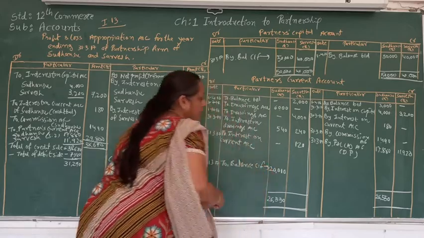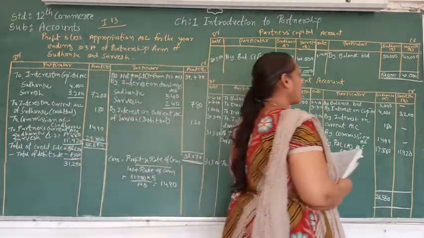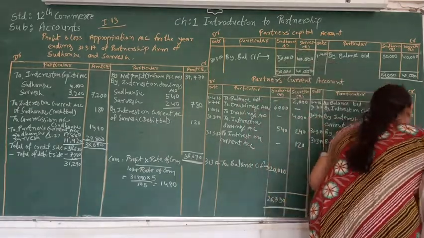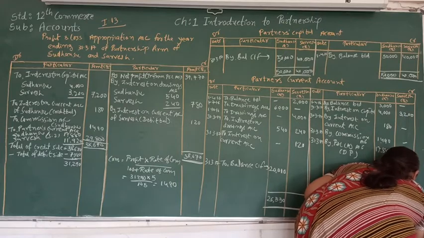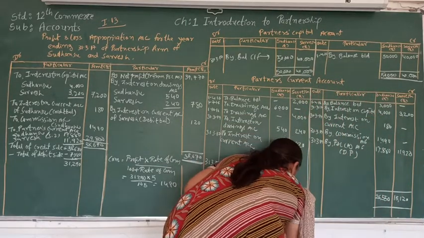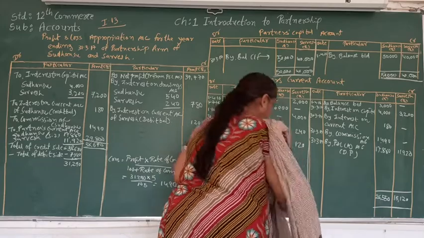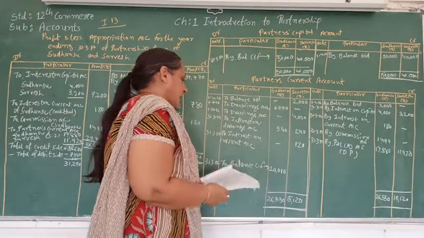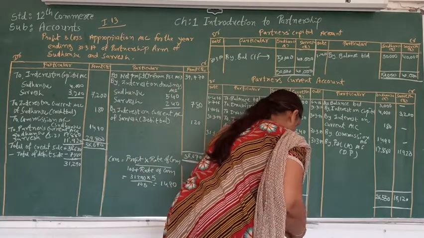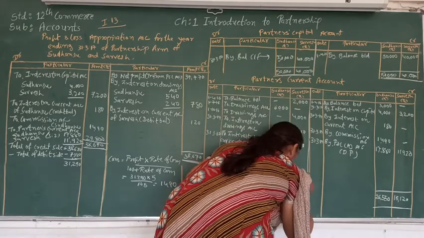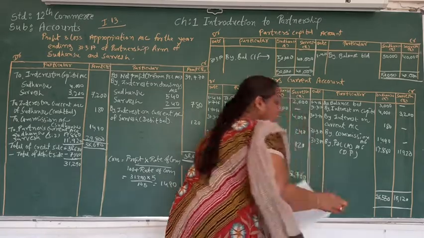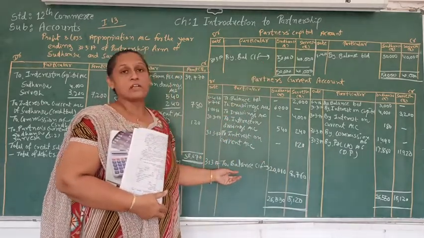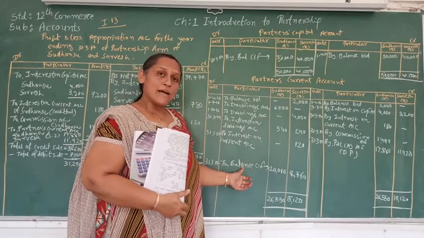Now let's find out the balance of the service account. So for the service, 3,200 plus 11,920. So that will be 15,120. This we are going to take to the debit side. 15,120. From that, if we deduct 2,000, 4,000, 240 and 120, the balancing amount will be 8,760. So these two balances, the balance of the capital account and balance of the current account, both we are going to take to the balance sheet.